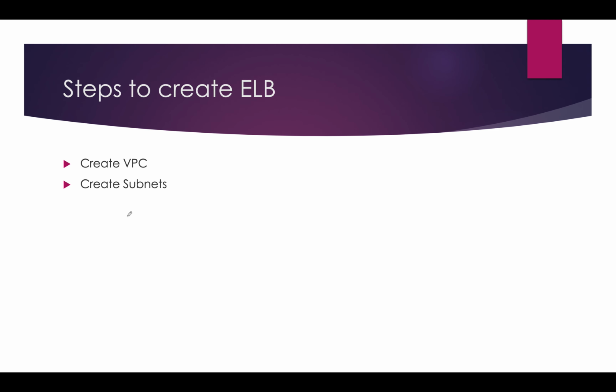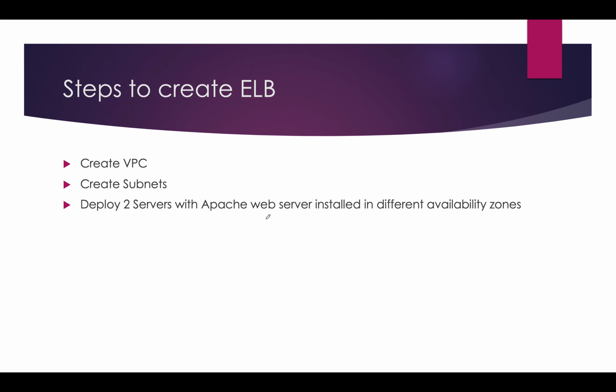Once you are good at this part, we will deploy two servers with Apache web server installed in different availability zones. If you take the Mumbai region, we have 1A and 1B. I will create server 1 in 1A and server 2 in 1B. So we'll deploy two individual instances.